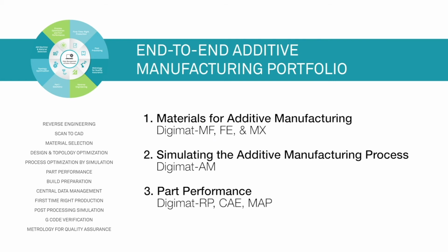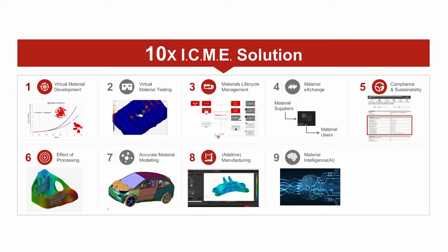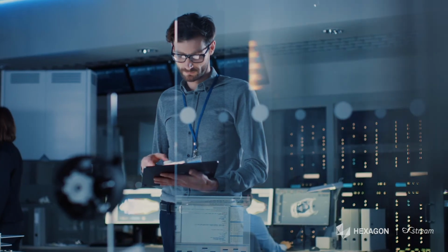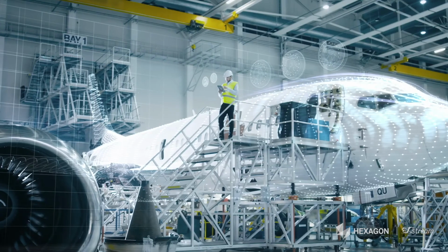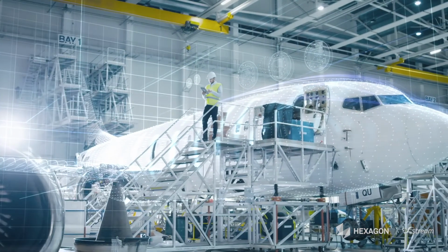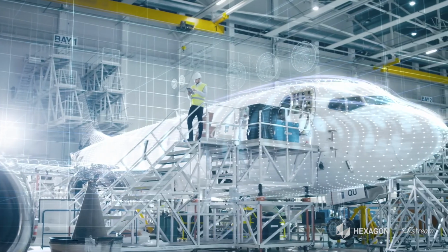The 9th block of our ICME strategy is material intelligence. Material intelligence is about using artificial intelligence for materials. The idea of combining physical testing and virtual testing to create an important data set, and with this data set, we apply artificial intelligence to save time and to improve accuracy.